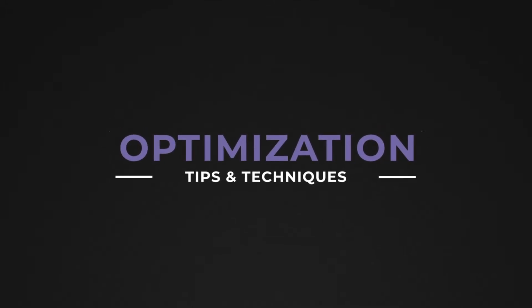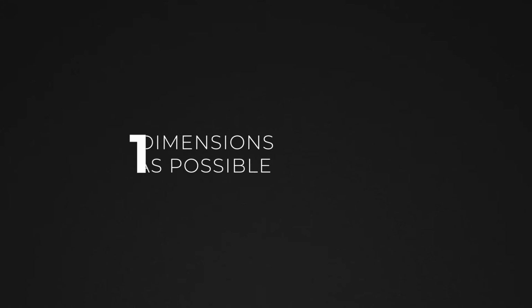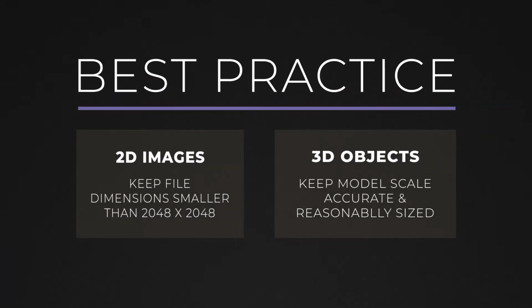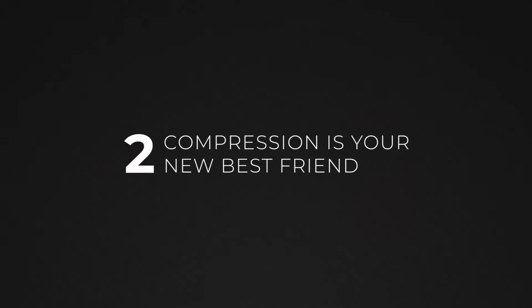Keep your file dimensions as small as possible while maintaining fidelity. And for 3D objects, make sure that their scale is appropriate. For 2D objects, I never go larger than 2048 by 2048, but honestly, that's pretty big. I try to keep it in like the 1024 zone. Compression is your new best friend.